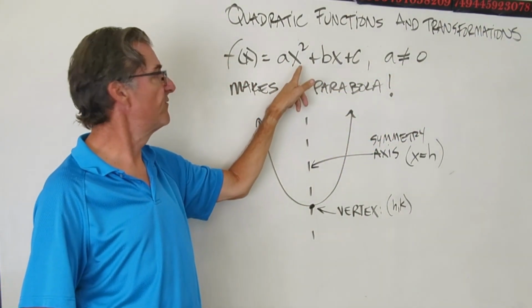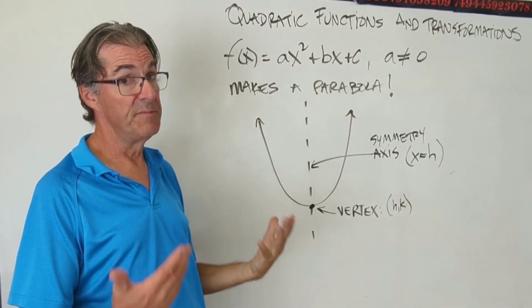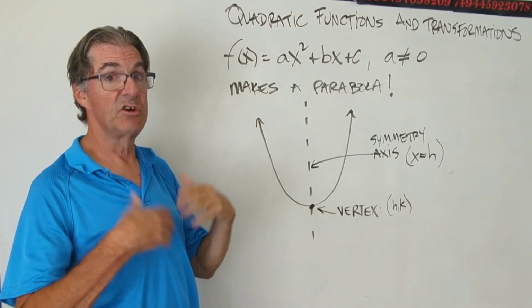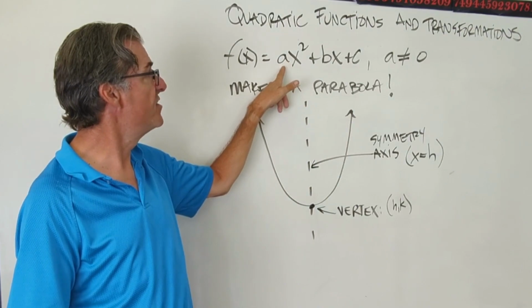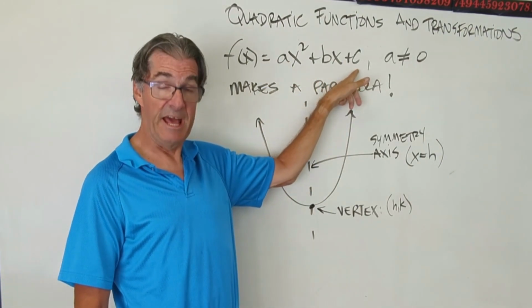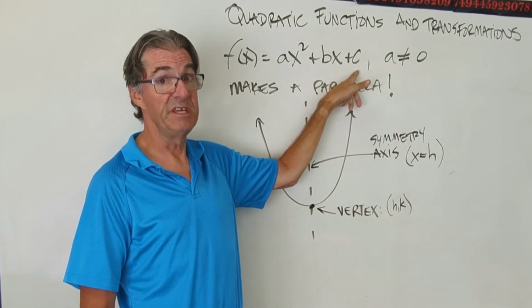There's some number in front of an x squared term. That number could be 1, it could be a fraction, it could be ginormous. We just need a number there. These two terms can be present, but don't have to be.